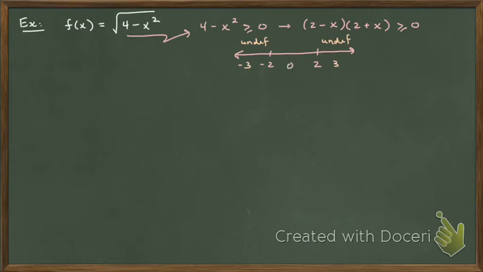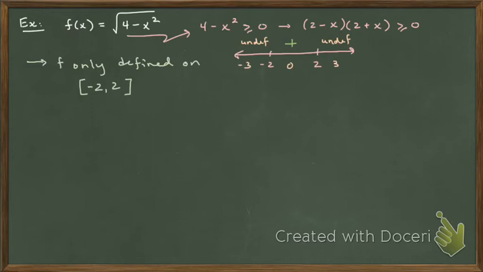But in between negative 2 and 2, if I plug in anything in that little interval, 4 minus 0, for example, is 4. That's positive. Everything's good. My function's positive there. So I've determined then that f is only defined on the closed interval from minus 2 to 2.